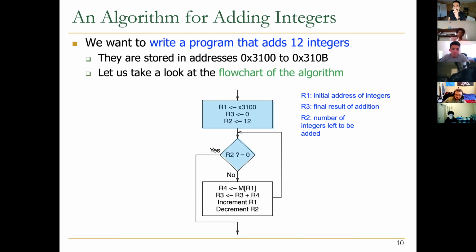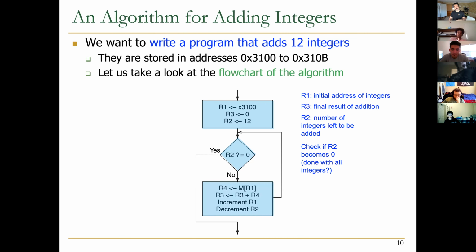Then you need to check the condition whether R2 is equal to 0 or not. Iteratively, you deduct 1 from R2 until it becomes 0. If it is 0, then you're done. Basically, there is nothing left to be added, so you already added all of them. Right, so this is a condition to check.